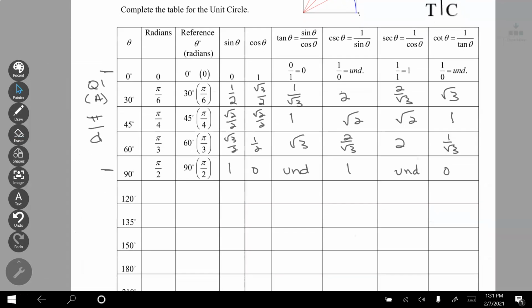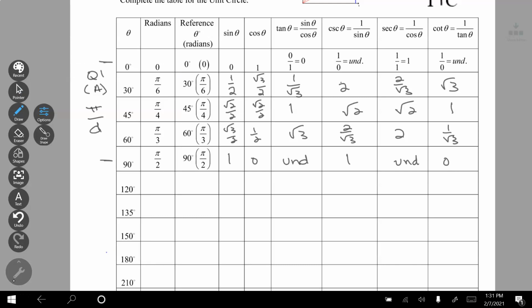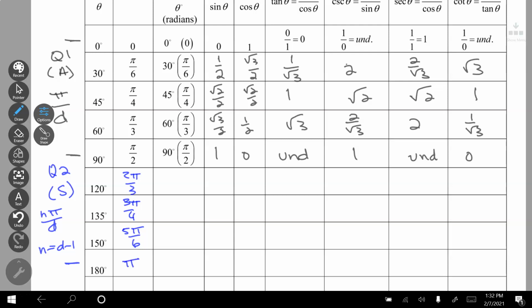So when I move to quadrant 2, these are going to be the exact same results. Nothing's going to be changed. Only the sign is going to change, and we'll get there. And every one is going to look like n pi over d, where the numerator is 1 less than the denominator. So to me, these angles are going to be 2 pi over 3, 3 pi over 4, 5 pi over 6, and so on and so forth. And this one is just pi.